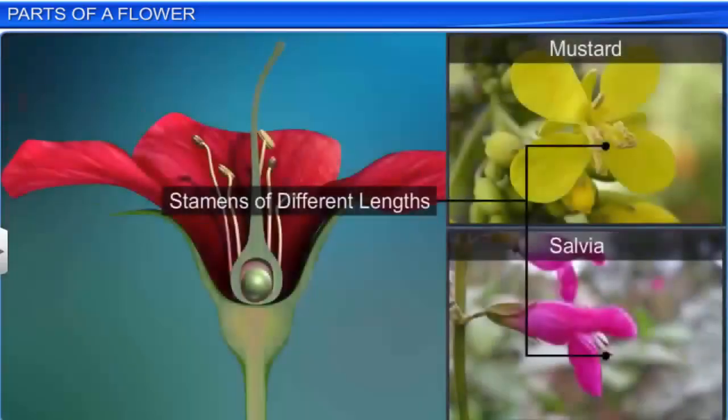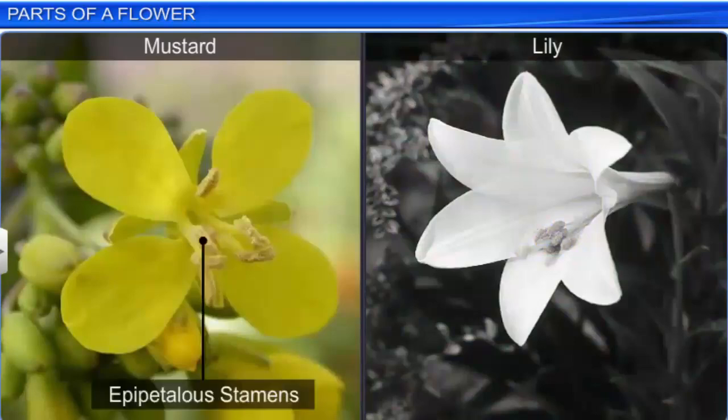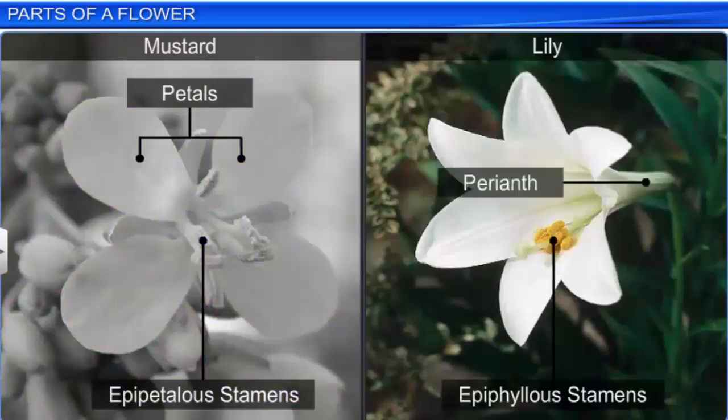Moreover, the filaments of a stamen can be of different lengths, as in mustard and salvia. The stamens can also be attached to each other or to other parts of the flower. For example, in the mustard flower, the stamens are epipetalous or are attached to the petals, while in the lily, the stamens are epiphyllous or are attached to the perianth.